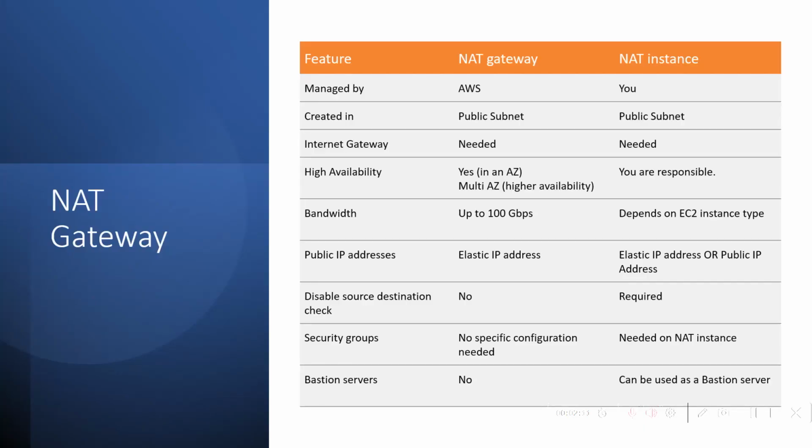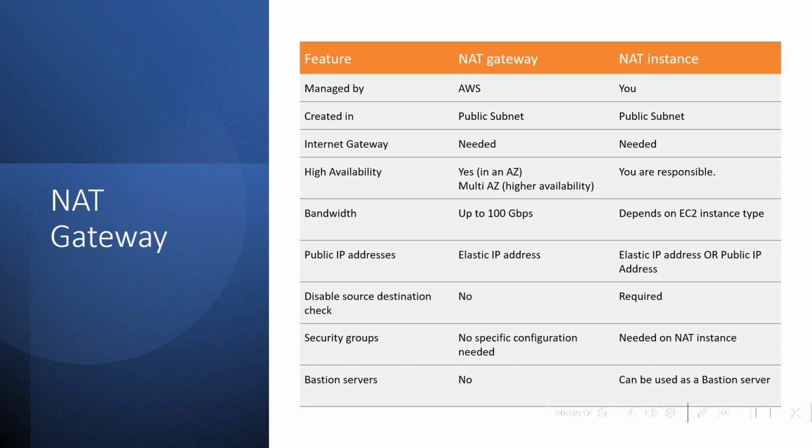So what is the difference between the NAT gateway and NAT instance? So NAT gateway is managed by AWS and NAT instance will be managed by you. Both are created in the public subnet. Both require the use of internet gateway to access the internet. High availability NAT gateway offers in single availability zone, and you can deploy multiple NAT gateways to multiple AZs to achieve higher availability.